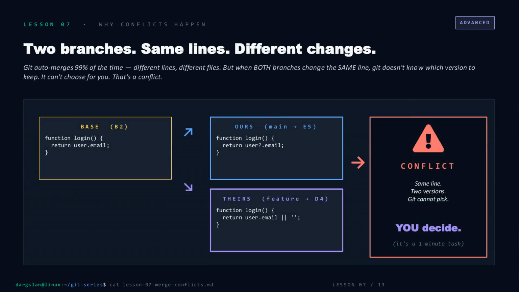Before we touch any tools, let's understand why conflicts even happen. Git is actually really good at merging. Most of the time, it figures things out silently. But look at this. Same function, same line, 2 different edits. One branch added optional chaining, the other added a fallback. Both are valid. Git won't guess which one you meant. And honestly, you wouldn't want it to. That's all a conflict really is. Git pausing to ask for your judgment.